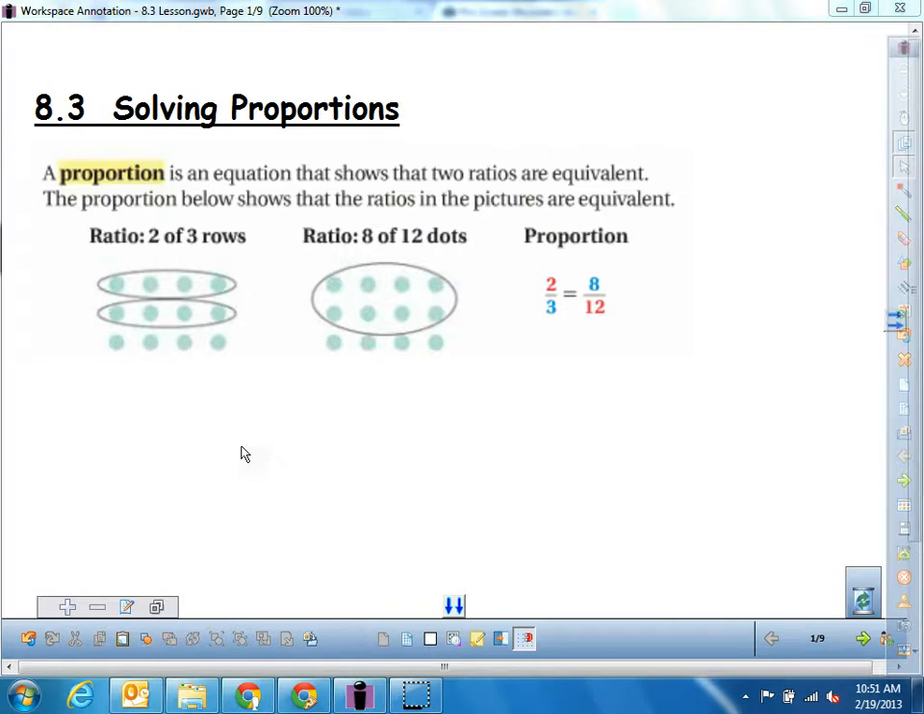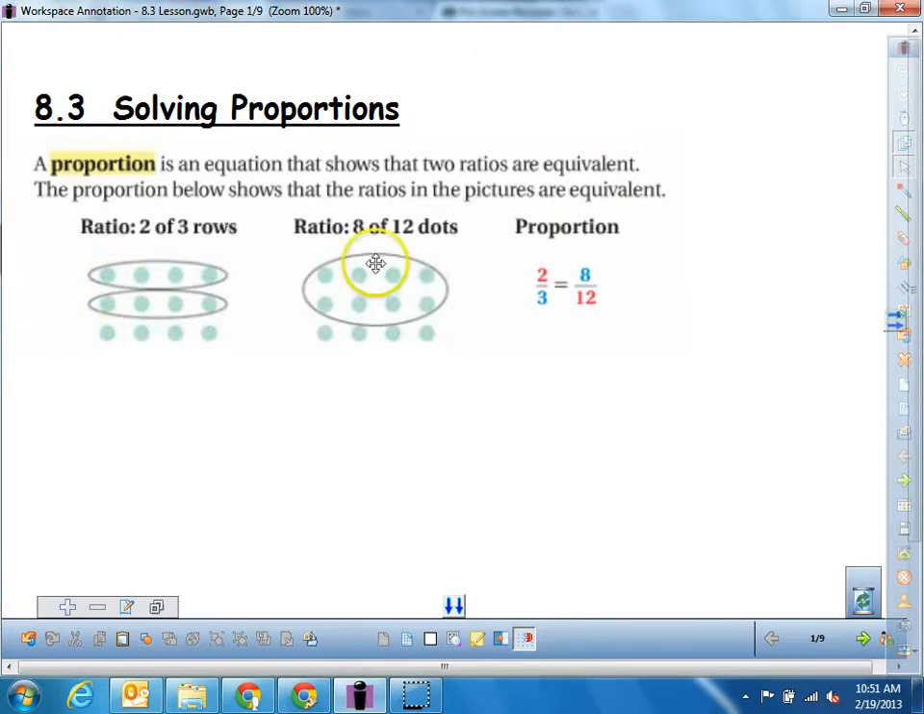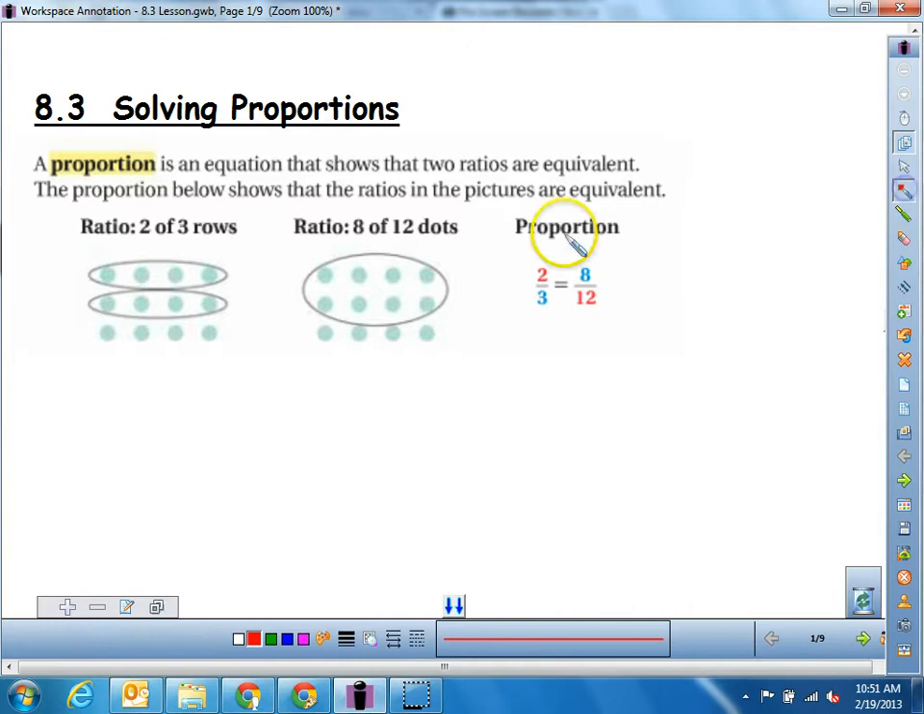If we look right here, we have a ratio of 2 of 3 rows. So if we look at that one right there, 2 out of the 3 rows are circled. And here, 8 of 12 dots are circled. We've got 8 of the dots out of the 12 circled. So they're telling us 2 out of 3 is equal to 8 out of 12. So a proportion is an equation that shows that two ratios are equal.